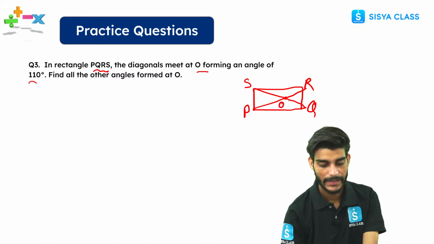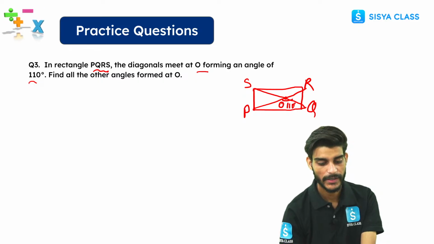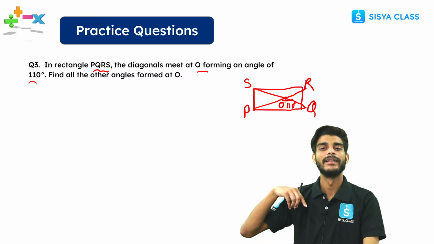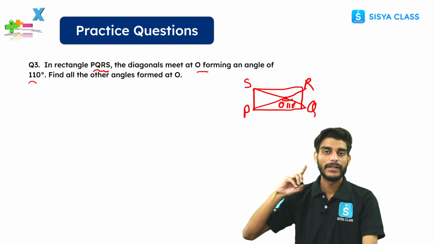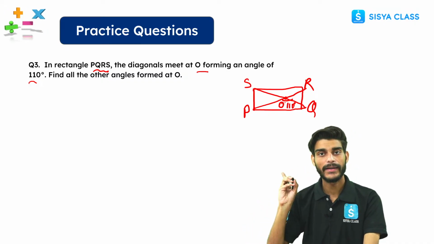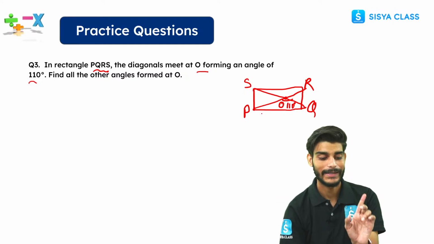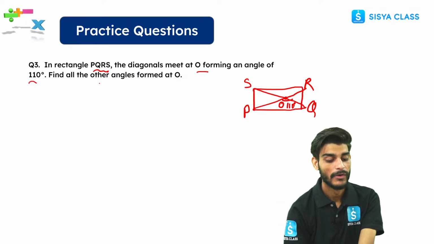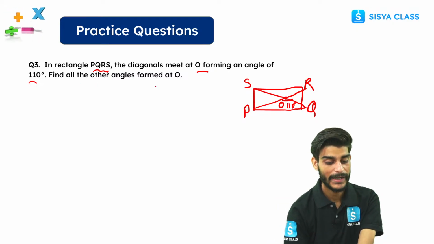The diagonals meeting at O forming an angle of 110 degrees. This is 110. I told you in a rectangle, the diagonals will bisect, but they will not intersect each other at 90 degrees. In a square it is. Okay, not in a rectangle. That's why it is 110 degrees. Find all other angles formed at O.